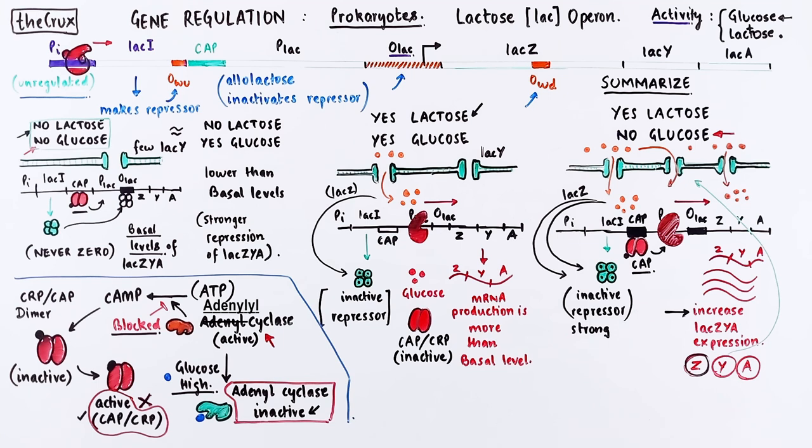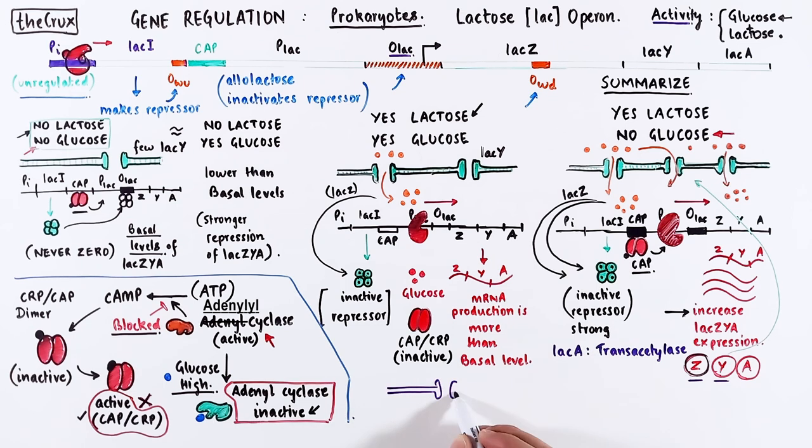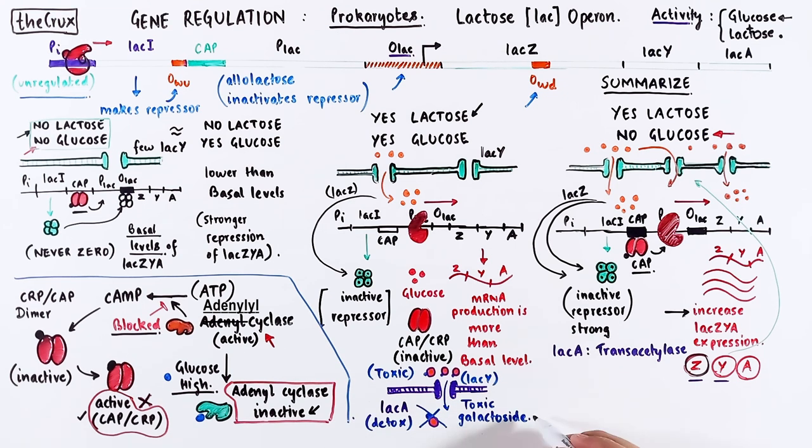A side note on these proteins: we've talked about Z and Y proteins, but where does LacA fit in? Well, we said in the beginning that it encodes a transacetylase, which is not required for the lac operon itself. But sometimes it is possible that some toxic analogs that look like lactose are also imported into the cell, because permease cannot really distinguish between normal galactosides and toxic galactosides. So the transacetylase encoded by LacA either destroys the toxic analog or kicks it out of the cell through some independent mechanism.